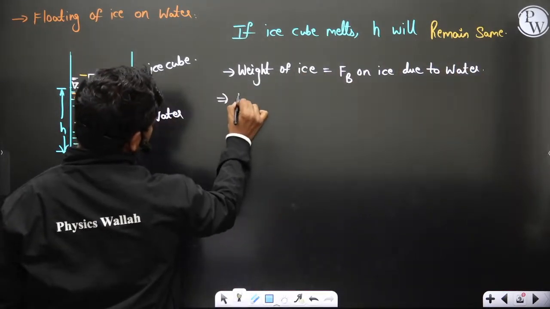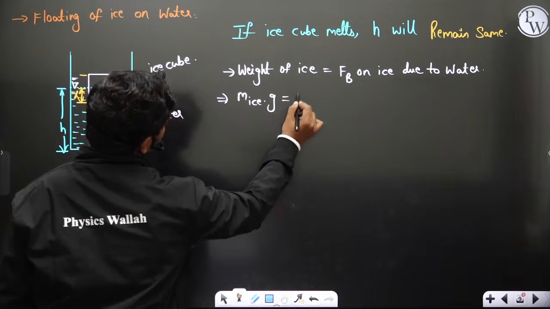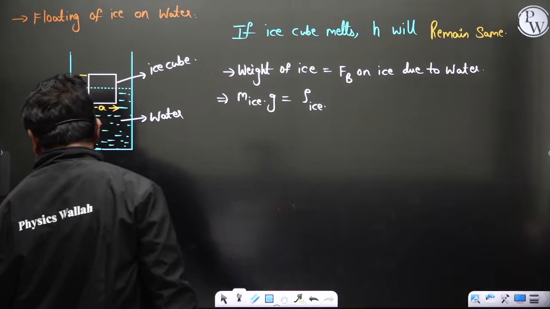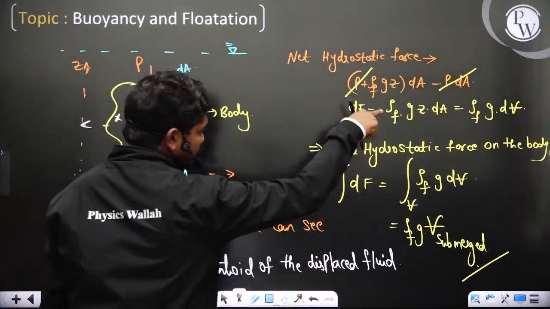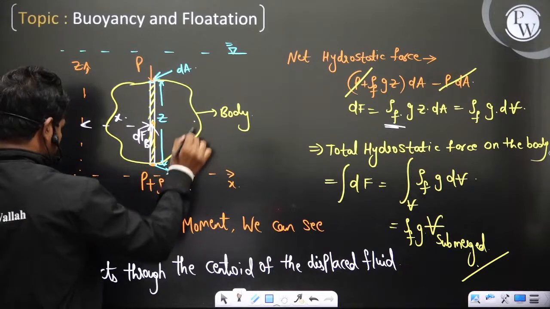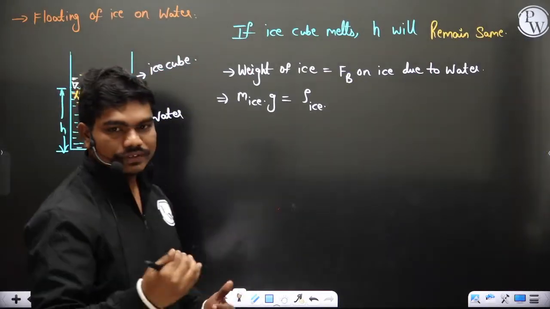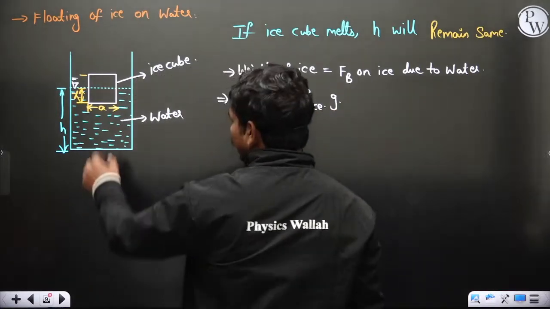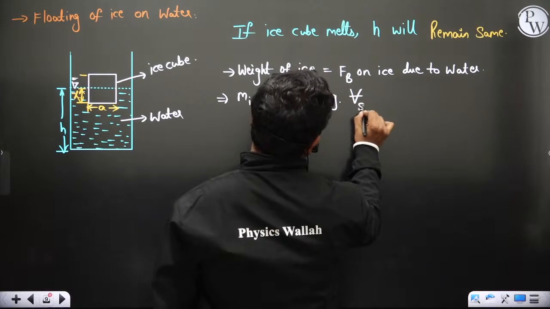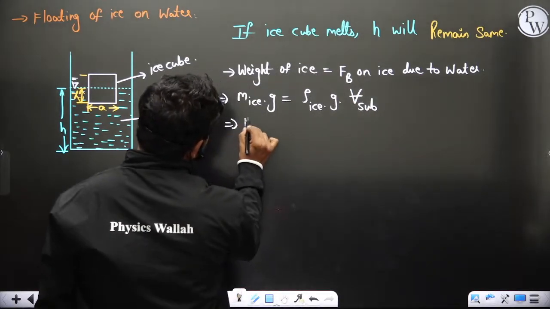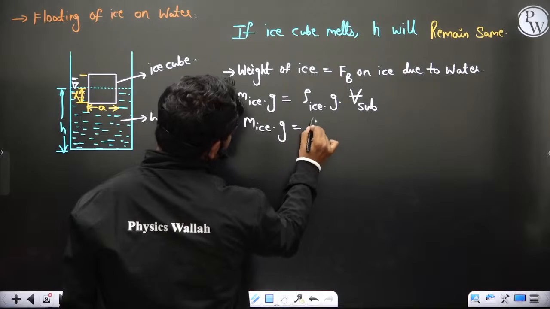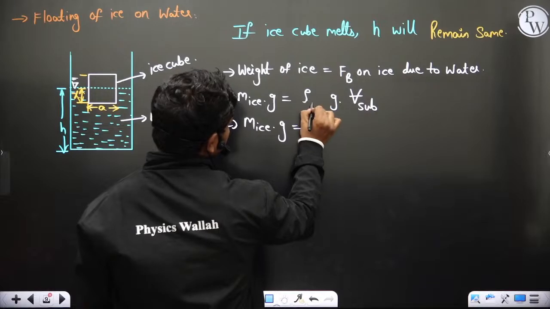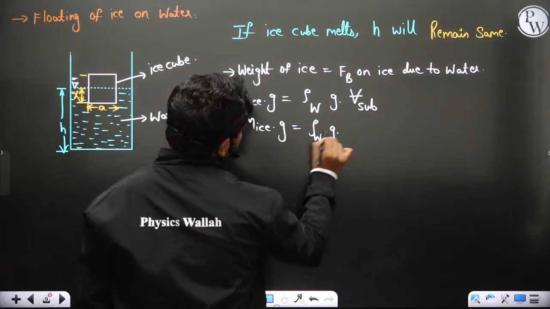Now what is the weight of ice? Mass of ice into g is equal to the buoyancy acting on ice. Whenever you calculate the buoyancy force, this calculation depends on the density of the fluid, not on the density of the body. So you should take the fluid density, which is always supporting the body. So mass of ice into g is equal to density of water into g into volume submerged.